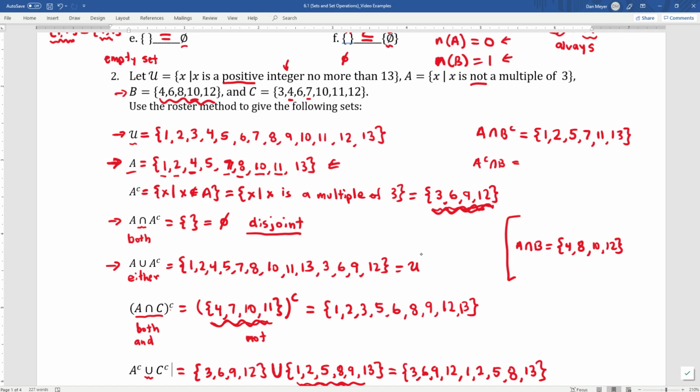3 is in A complement. It's not in B, though, so we don't want it. 6 is in A complement, and it's in B. We want the things that are in A complement and B. So 6 is in both of those things. 9 is only in A complement. 12 is in A complement, and there it is in B. So 12 is in both. All right, so the only things that are in A complement and B are 6 and 12.